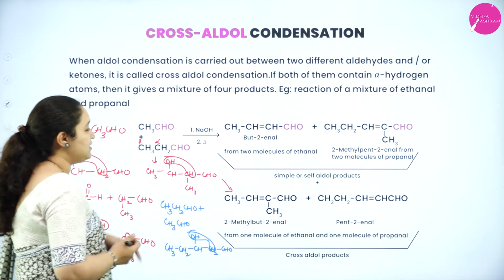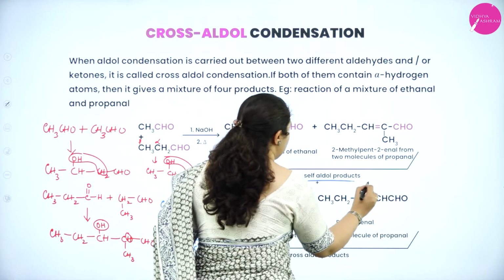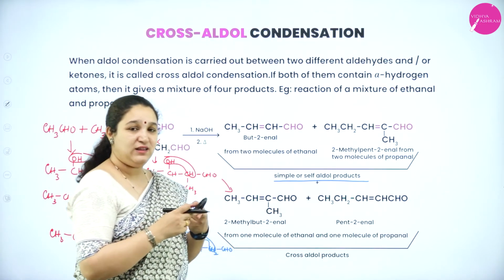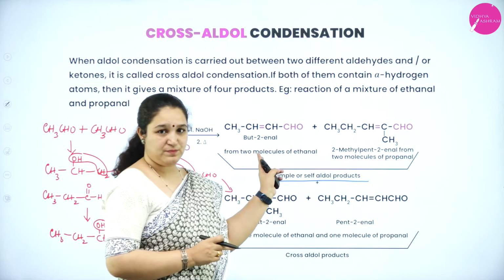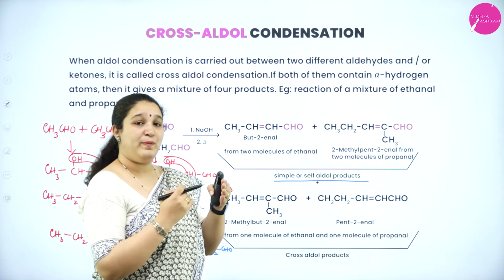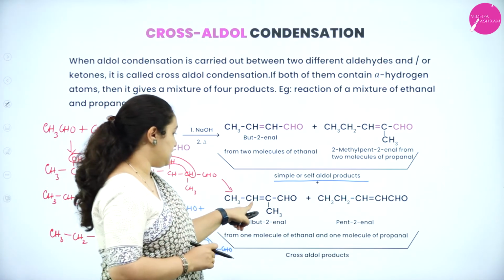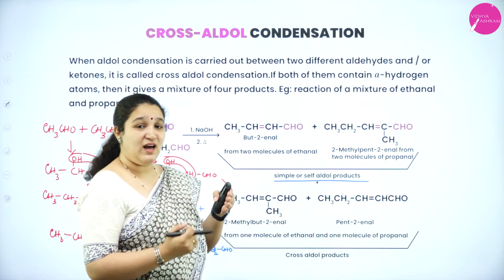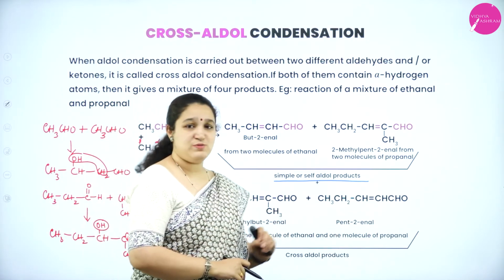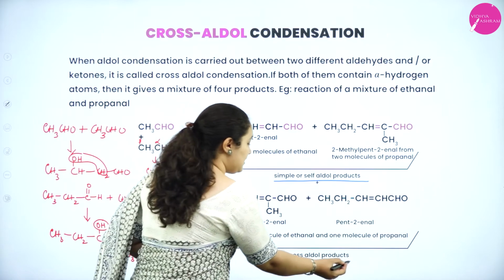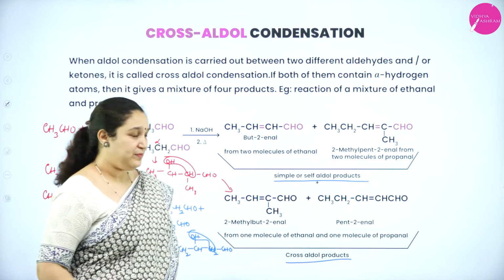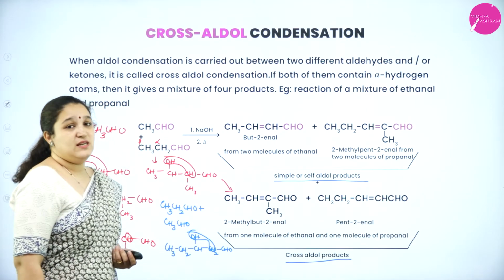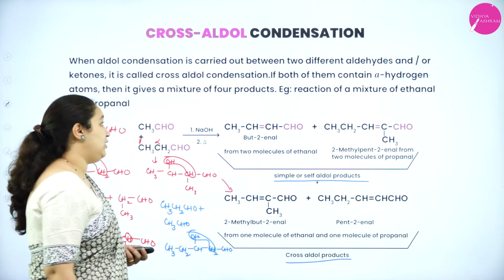The first 2 products are by simple or self-aldol condensation. Ethanal with ethanal, propanal with propanal will give these 2 products. Next, when propanal is adding to ethanal, this is the product. When ethanal is adding to propanal, you will get this product. Okay. So, that is the reason we call it cross-aldol condensation. So, this is one example which you need to know.